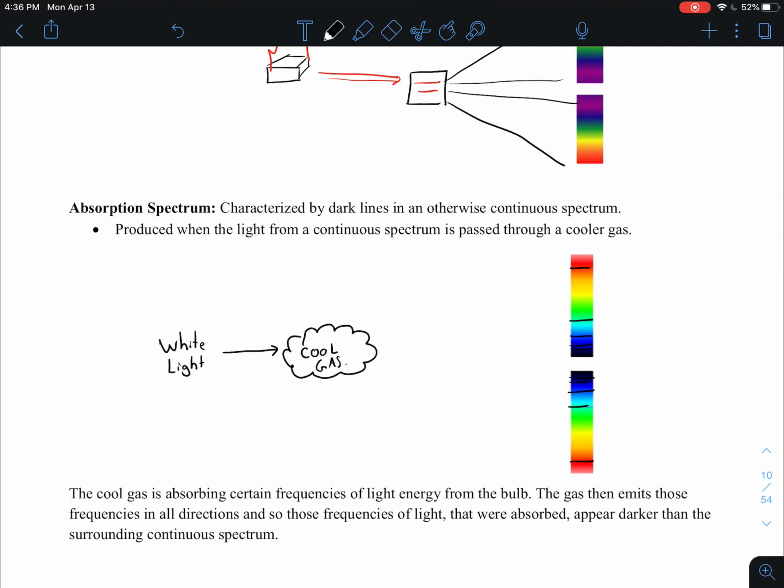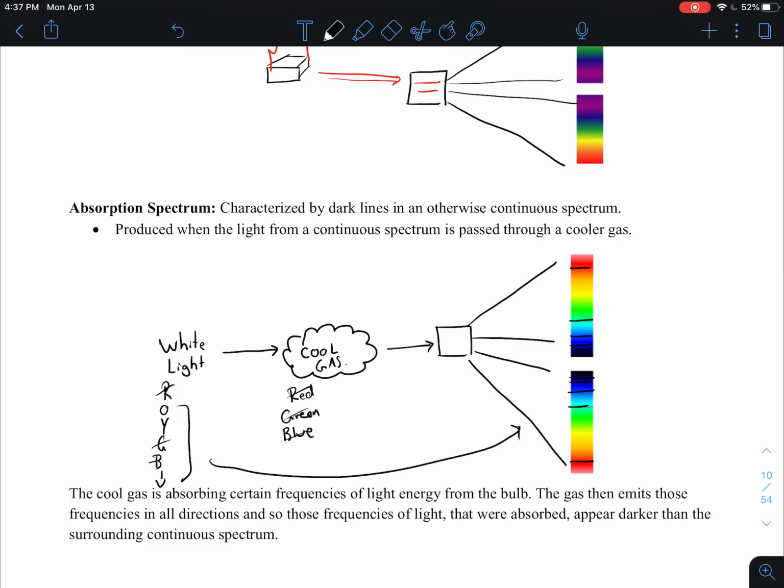Okay, so this cool gas is going to take some of the colors. The white light, which should be a full rainbow, has some of its colors taken by this cool gas. So now when the light passes through that same diffraction grating, it's going to produce a rainbow except for the colors that were absorbed by the cool gas. So maybe it's taken the red, maybe a little bit of that green, a few different blues. It's taking those colors away from this continuous spectrum. So white light consists of ROY G BIV, and we are taking away the red, taking away the green, taking away the blue. So what's left over is what we're seeing on the farther side.